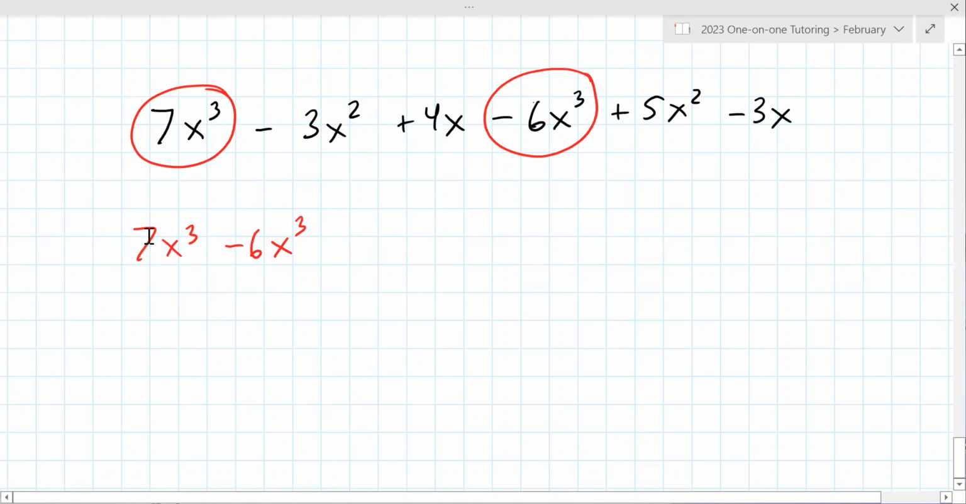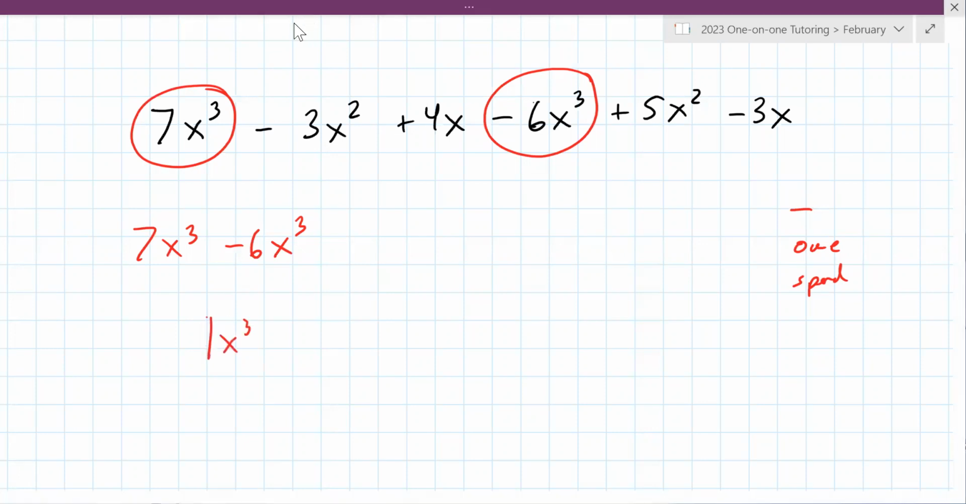You owe someone $7 and they give you 6. So only use owe as negative. Negatives are owe and spend. So think of it as you have $7 and you spend 6. If you have 7 and you spend 6, how much do you have remaining? 1. You just have 1, 1x cubed.